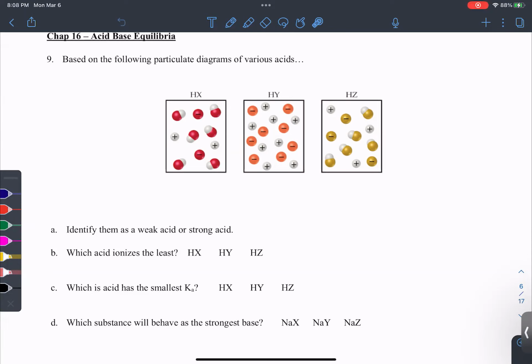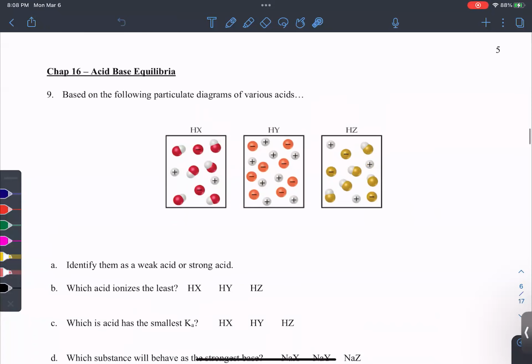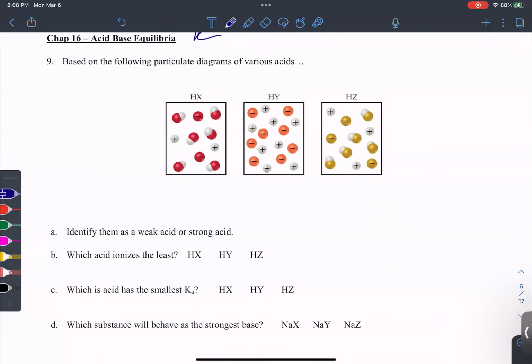Okay, so chapter 15, 16, and 17, all based upon chemical equilibria, which is big K. So let's just go through these questions, and then if someone feels an urge for a certain question, we'll do that one. All right, so based on these particle diagrams of various acids. So chapter 16 is about chemical equilibria. It's just specifically about acid-base equilibria.